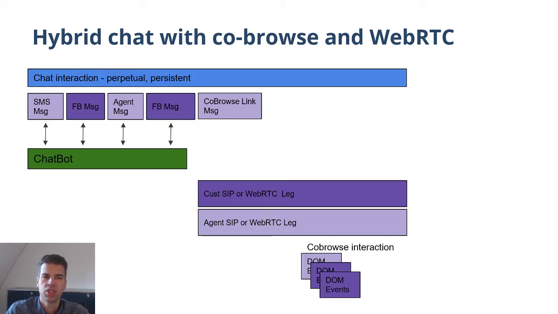Another example is hybrid chat. As we saw, you have messages bouncing back and forth between the customer and the chatbot and/or the call center agent. If at some point you decide to have a multimedia interaction with screen sharing, co-browsing, video and voice, this would generate a SIP leg or a WebRTC leg, possibly also co-browsing information such as DOM events. Again, all those events and activities are attached to the interaction, so you can then view those interactions nicely grouped together.